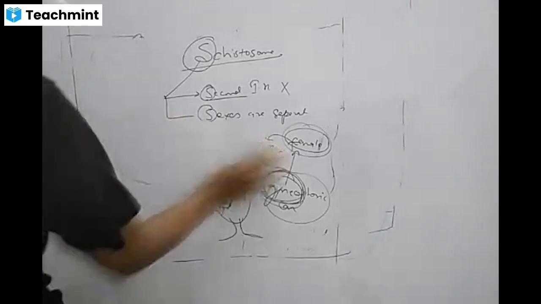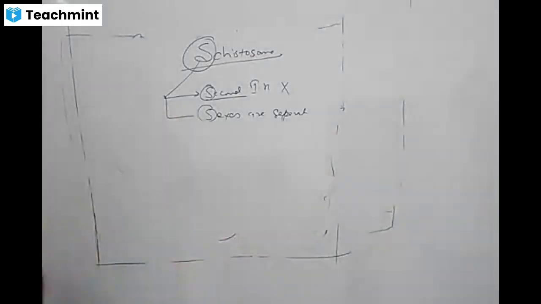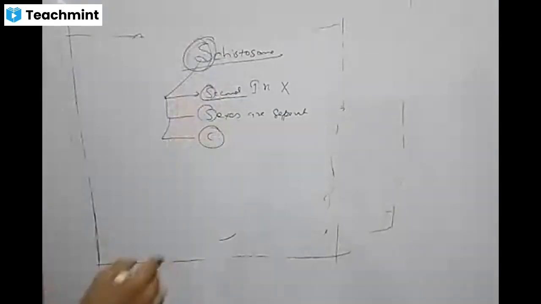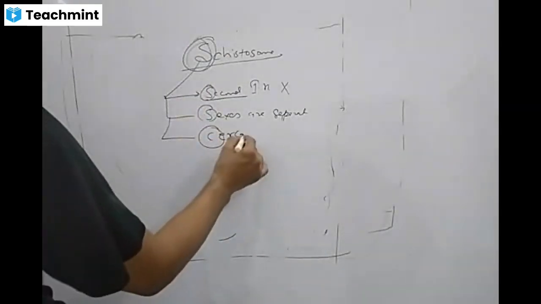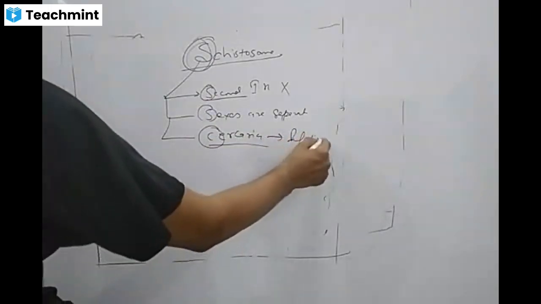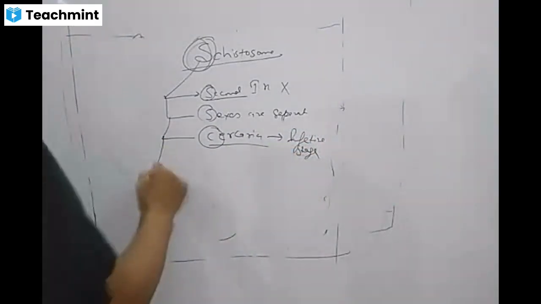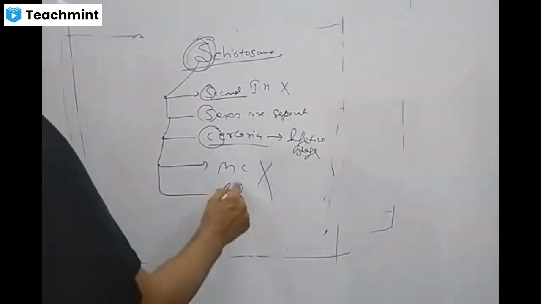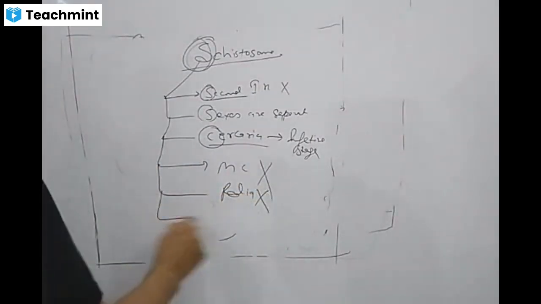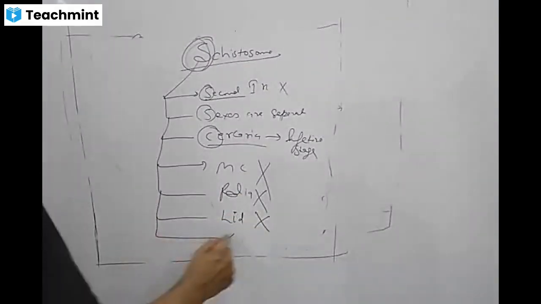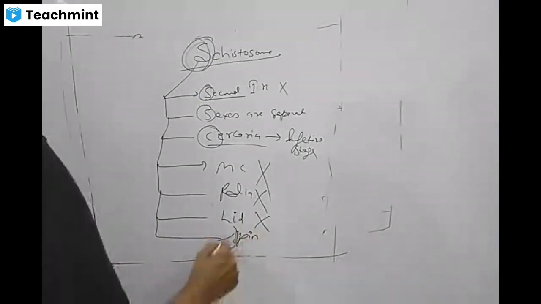Next, second intermediate host absent. Then if you look at the sound of C and S, this is also similar: Cercaria. Cercaria is the infective stage, and metacercaria is absent. Redia is also absent. Operculate, that is the lid, is also absent. What is present? Spine is there. S for spine.